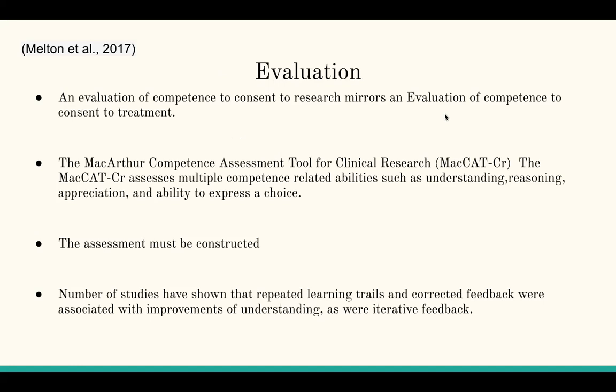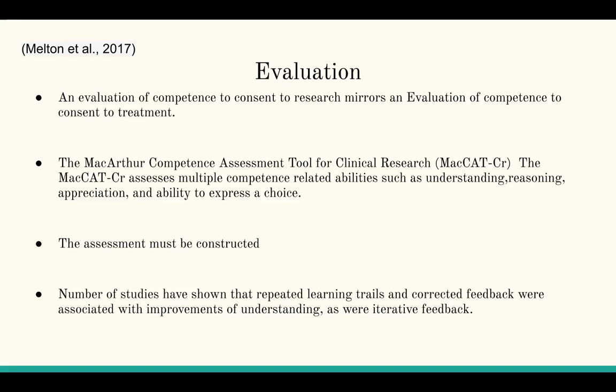Evaluation. An evaluation of competency to consent to research mirrors the evaluation of competency to consent to treatment. The MacArthur Competence Assessment Tool for Clinical Research is used to show the understanding, reasoning, appreciation, and ability to express a choice. This tool is going to be used to evaluate if someone is able to consent to research and give their informed, valid consent.